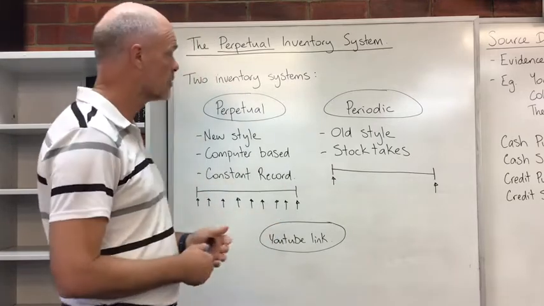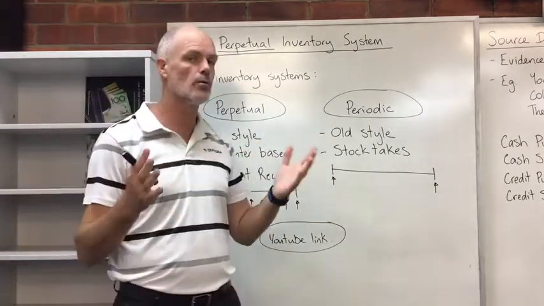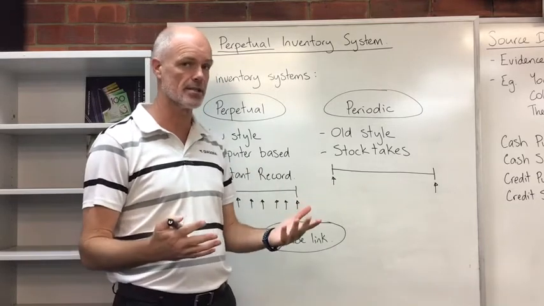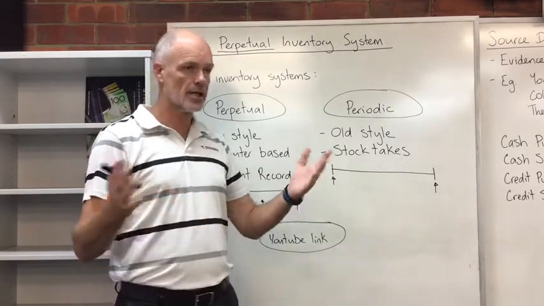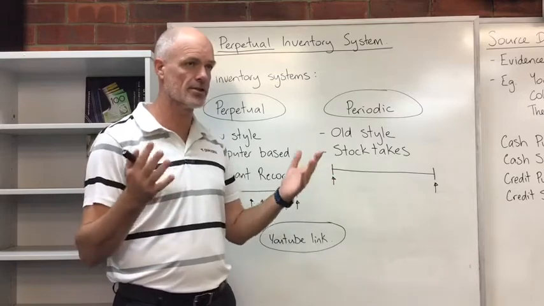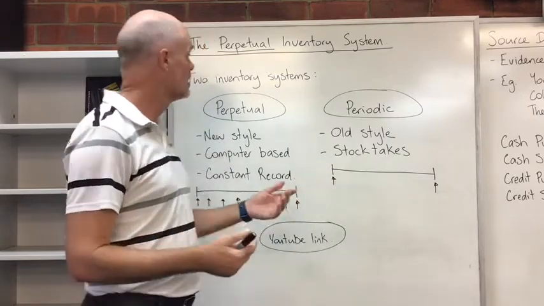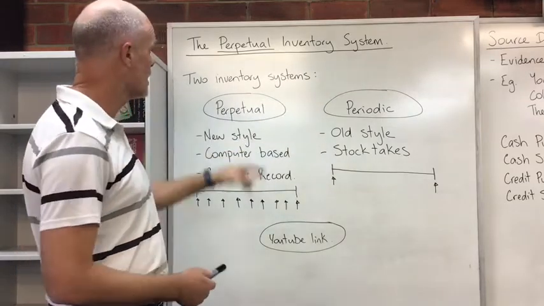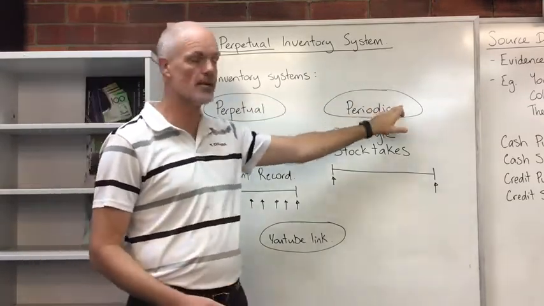But ultimately what this chapter is looking at is how we treat inventory, the buying and selling of inventory within our accounting systems. So to cut a long story short, there are two different styles or types of inventory systems that we have in Australia, and they are the perpetual system and the periodic system.